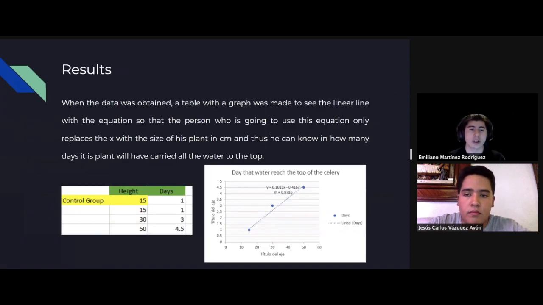The results. When the data was obtained, a table with a graph was made to see the linear line with the equation, so that the person who is going to use this equation only replaces the x with the size of his plant in centimeters. And this way, he can know in how many days his plant will have carried the water to the top.